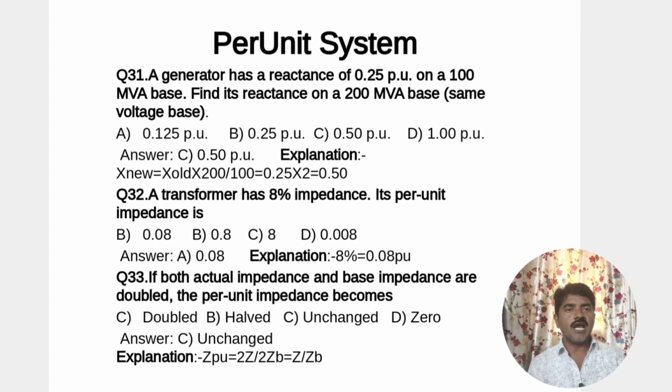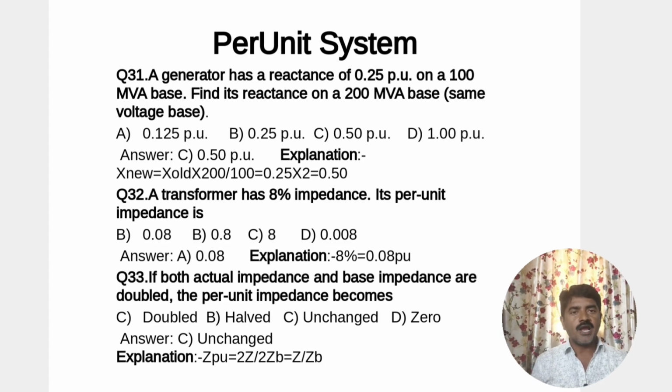31st, a generator has a reactance of 0.25 per unit on 100 MVA base. Find the reactance on 200 MVA base. Here voltage is same. So here the formula is, 100 is equal to 0.25, 200 is equal to X. So X is equal to X old by 200 into 100. So putting the above values in the equation, you get 0.5 is the answer. Here C is the answer.